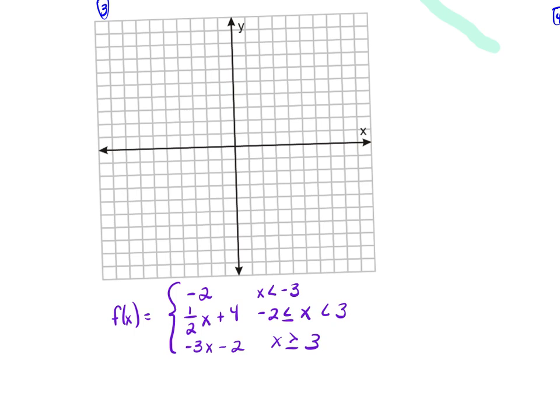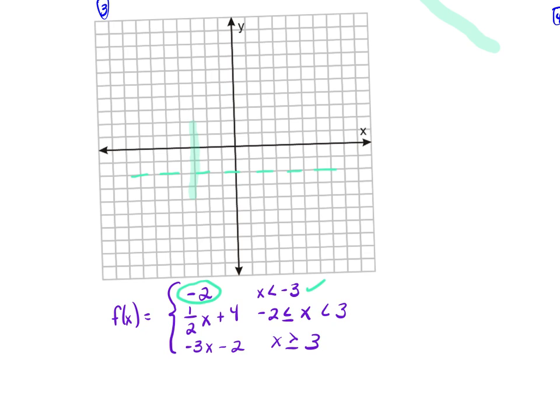I'm going to do this first function right here. F of x equals -2. I'm going to do it in green. What does that line look like? F of x equals -2. It's a constant, right? Right here at y equals -2. So I'm going to draw a dotted line at y equals -2. And then they told me where to look. They told me that I want only values that are less than or equal to -3. So I'm going to go over here, -3.